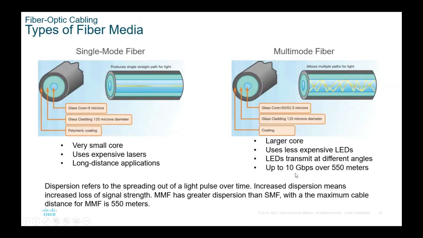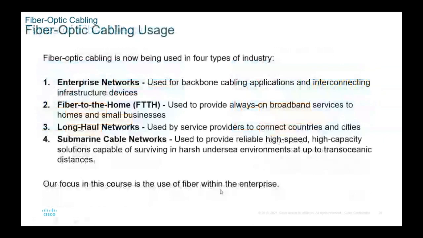So yeah, this one has a very small core, uses expensive lasers, and is for long distance. This one uses a larger core, uses less expensive LEDs and transmits at different angles up to 10 gigabits per second, so it's faster, over 550 meters. So the single mode is for longer distances.